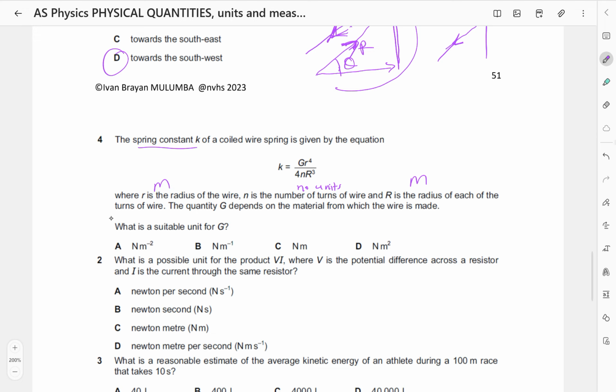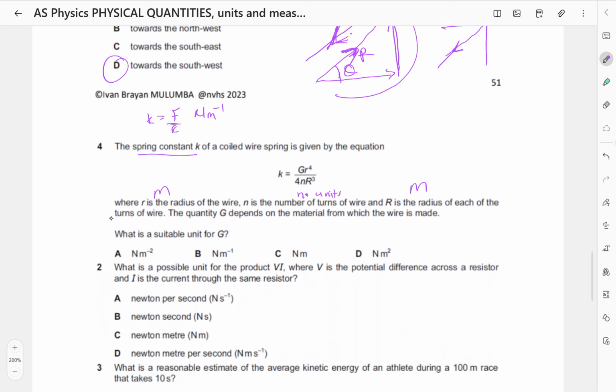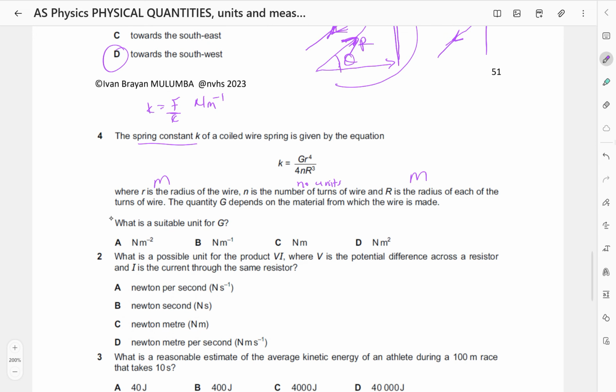K is the spring constant, and remember the spring constant can be got from force over extension, so it has units of newtons per meter. So what are the suitable units for G? G is equal to K times 4 n r cubed divided by r to the power 4. K is newtons per meter. 4n is a number, I will leave it. R is the radius, so r cubed will be meters cubed. R to the power 4 will be meters to the power 4.